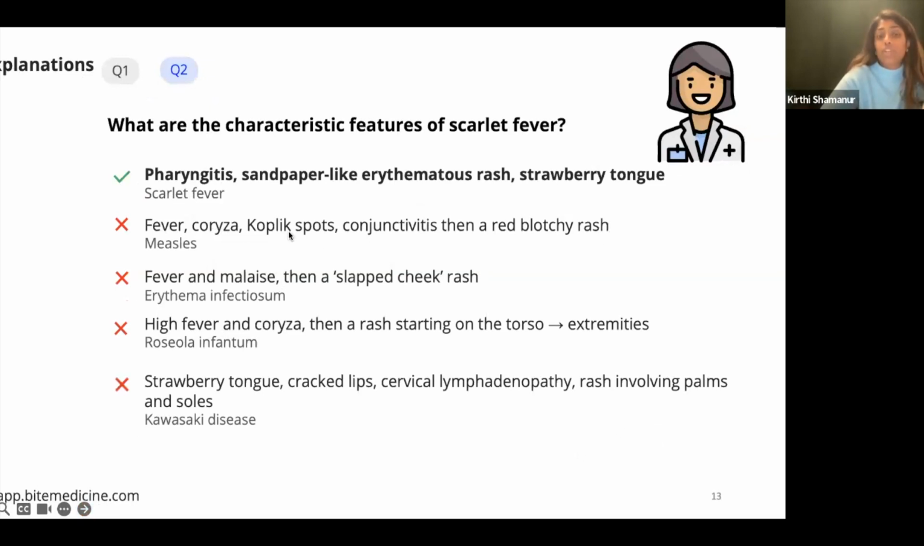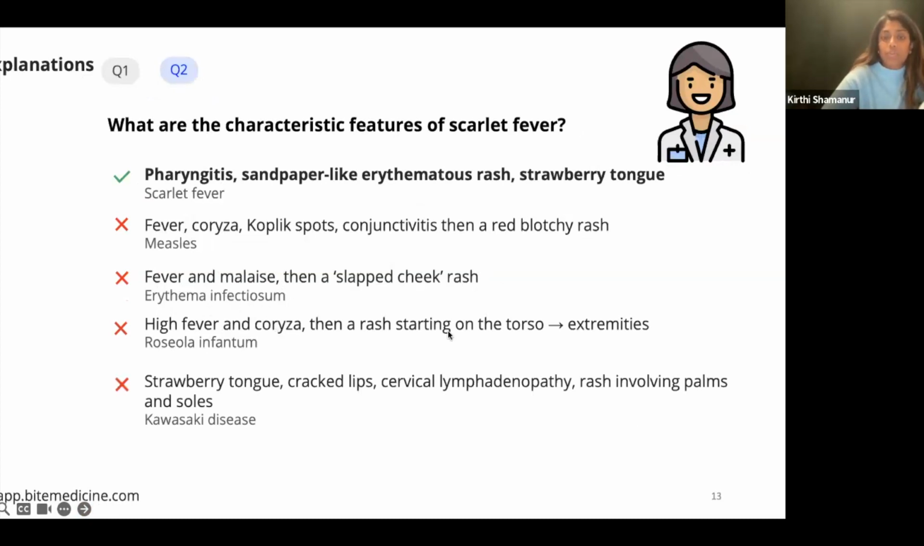So as we mentioned before, the Koplik spots and the red blotchy rash, so that's measles. That's quite a common one this winter in particular. We've had a lot of outbreaks. And then fever, malaise, and the slapped cheek rash is erythema infectiosum.